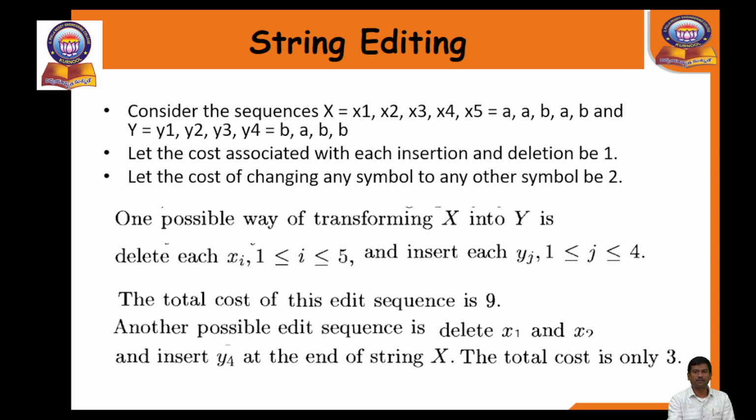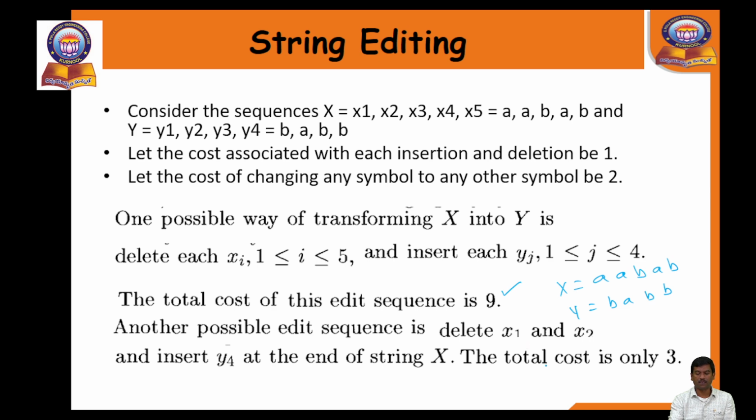When you delete this, then the total cost is calculated. Here we have 5 letters, 1, 2, 3, 4, 5. So here, you need to delete x1 and x2, and then insert y4 at the end of the string. That is, given the string x equal to AB and y equal to BAB. And when you consider this kind of edit sequence, that is, delete xi and replace with yj and so on, then the edit cost will be equal to 9.